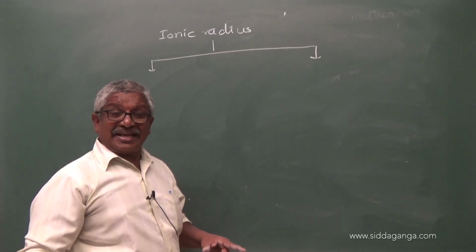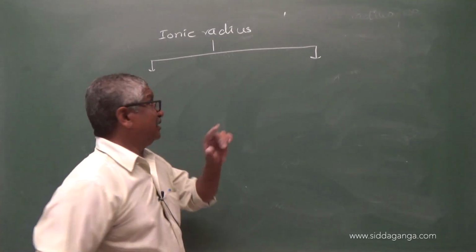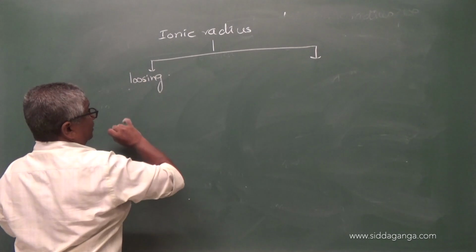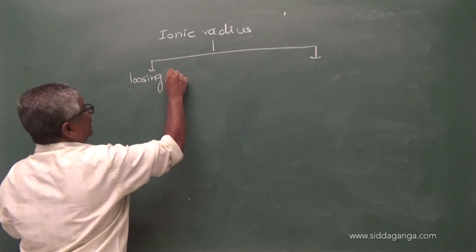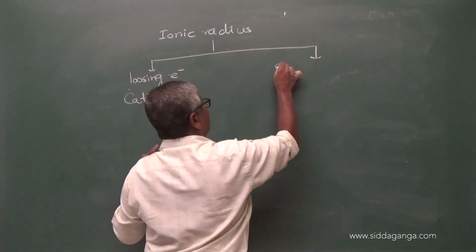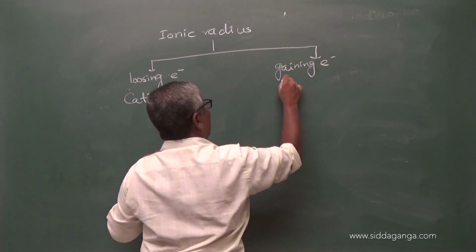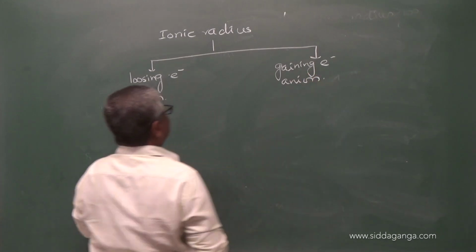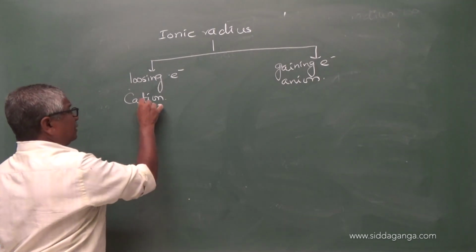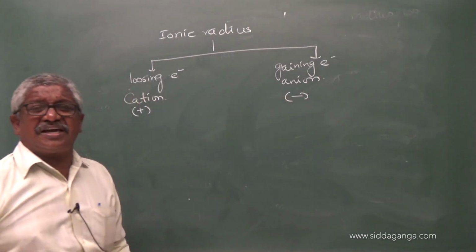If an atom gains electrons, then it will become an anion. Remember, losing an electron gives a cation, gaining an electron gives an anion. Cation means positively charged ion, anion means negatively charged ion.